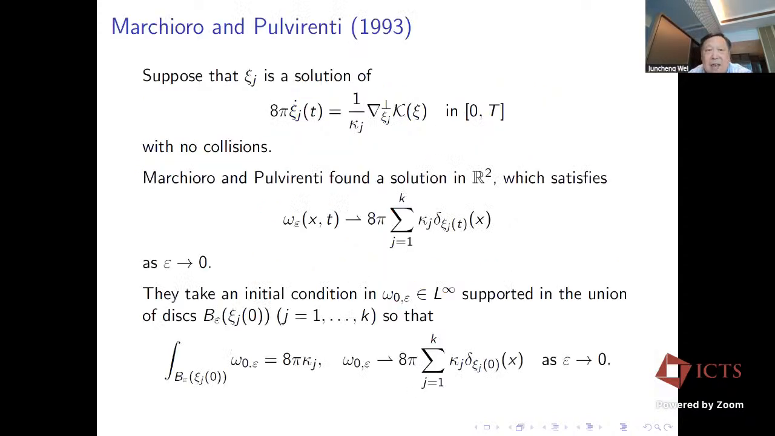And there are some previous results by Marchioro and Pulvirenti, and they assume that the vorticity has compact support, and they construct a solution, but in L1, okay, in L1 convergence.